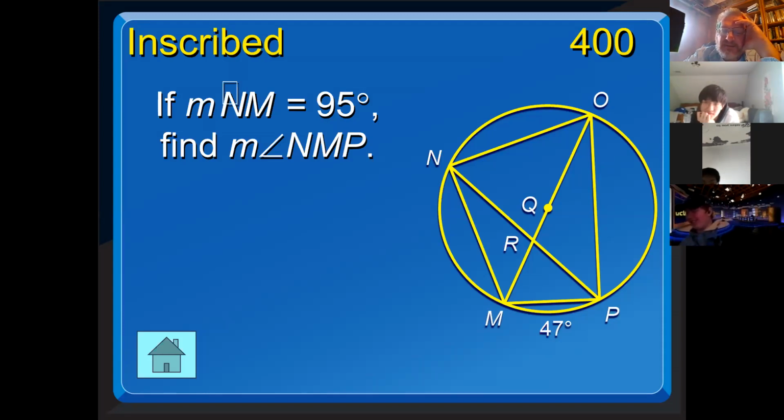All right, you add arc MP and MN, which gives you 142. That gives you the measure of inscribed angle NOP, which would be 71. You know that the opposite angle NMP has to be supplementary, because there's a theorem that says that in an inscribed quadrilateral, the opposite angles are supplementary. So you just subtract 71 from 180, and that gives the answer of 109. Make sense?